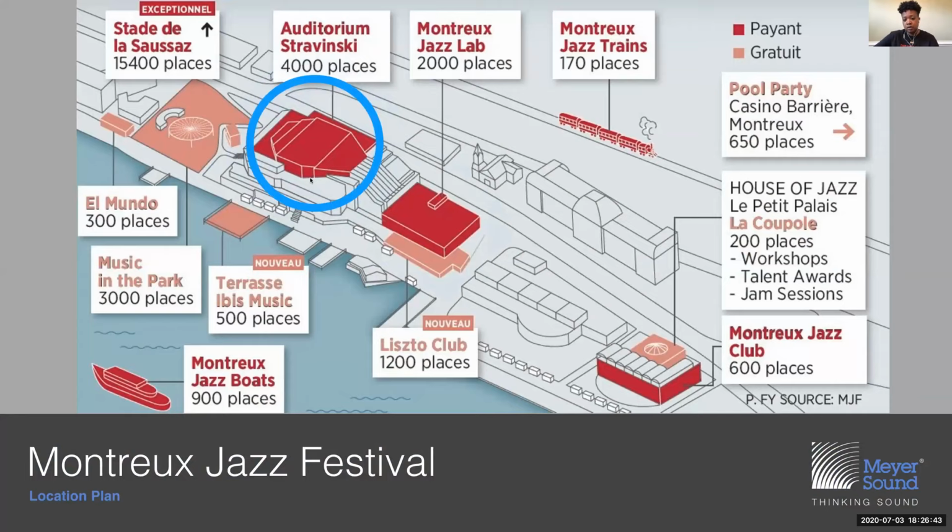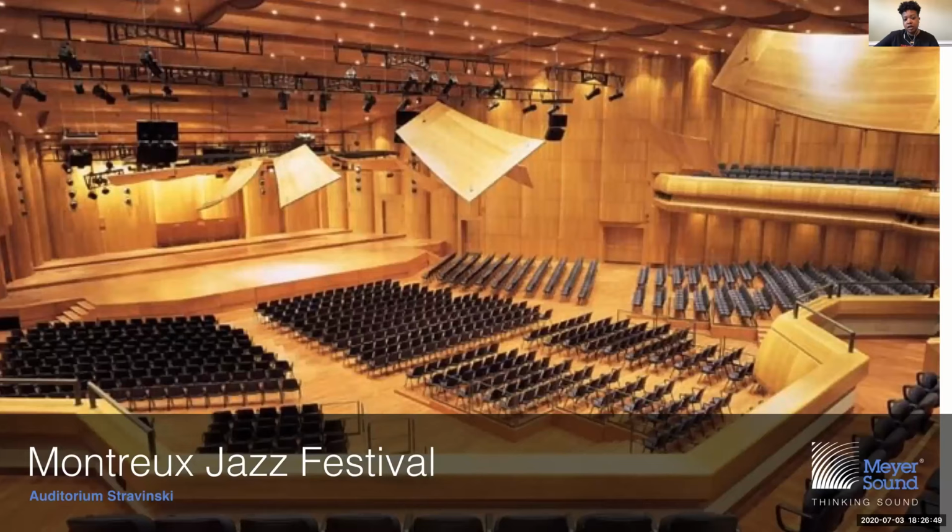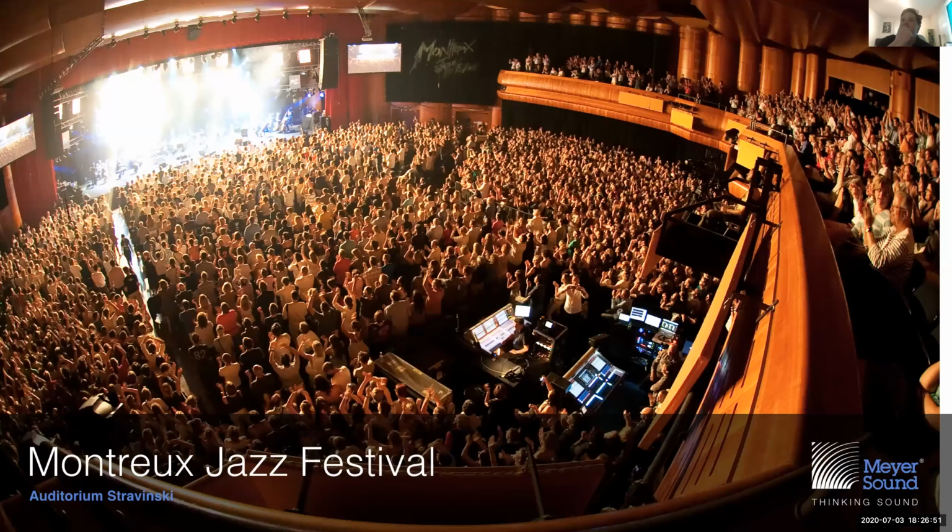The picture you showed showed the venue set up in festival mode. This one? Yes. No, so the front of house was in the same place last year. What you see is the fisheye effect of the picture. Gotcha. Because you're not under the balcony.